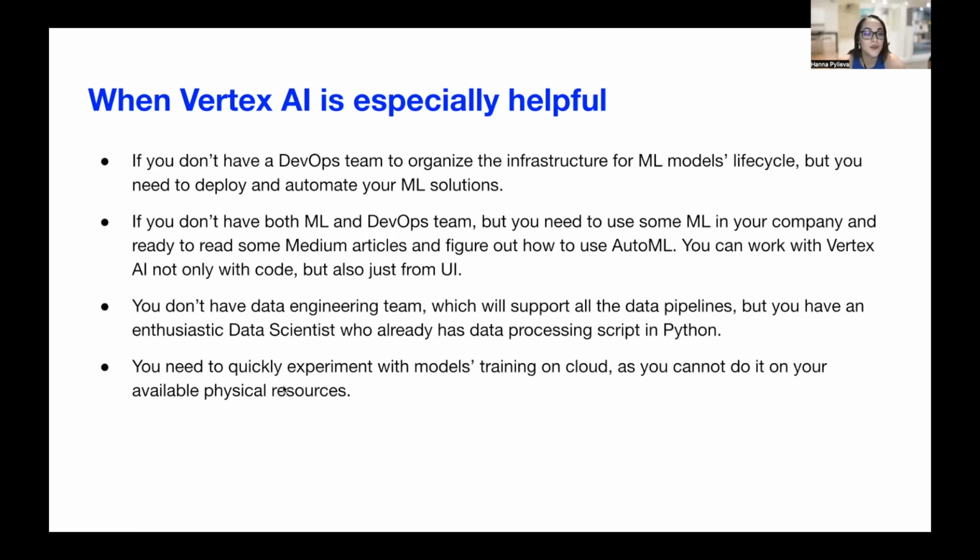Or, for example, if you need to quickly experiment with model training on the cloud, for example, if you're at a hackathon, or you just need to test a hypothesis during one or two weeks, or you are developing a POC for your client, then I think Vertex AI is also a good solution for you, because if you start to develop all the infrastructure for mature machine learning solutions, it can take you months, years. Vertex AI allows you to minimize the effort in infrastructure setup.